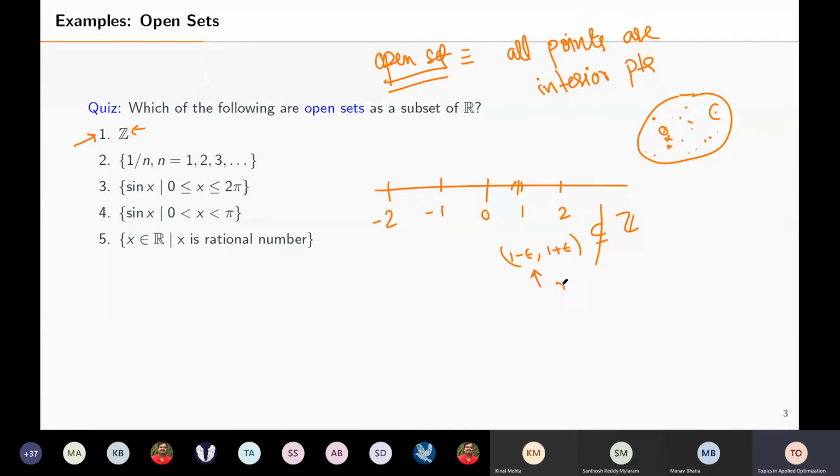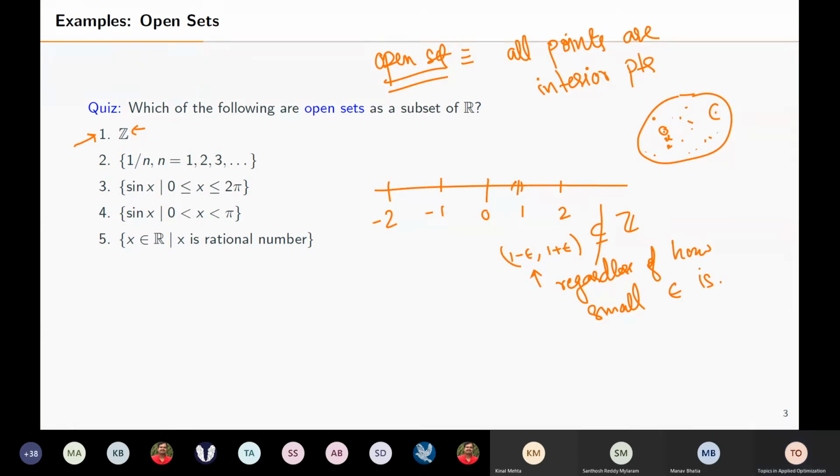Regardless of how small, however small epsilon is, it will always contain something other than integers, right?